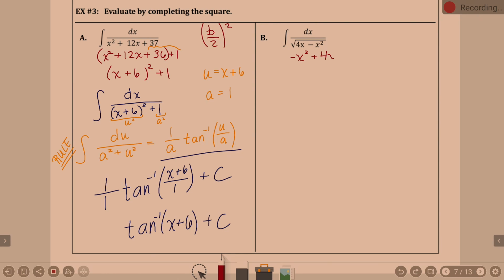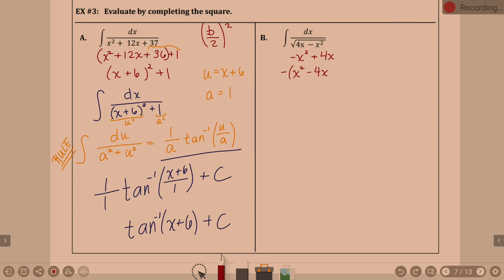Negative x squared plus 4x. We cannot complete this square in this form because it's a negative x squared. We need that to be a 1x squared. So we're going to take the negative and just factor it out. It becomes negative times x squared minus 4x.